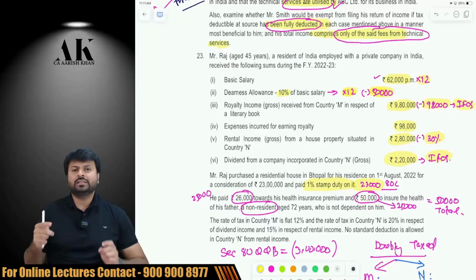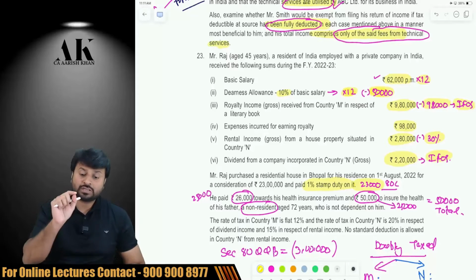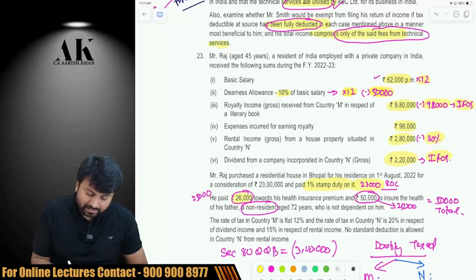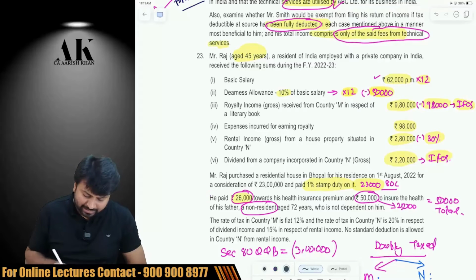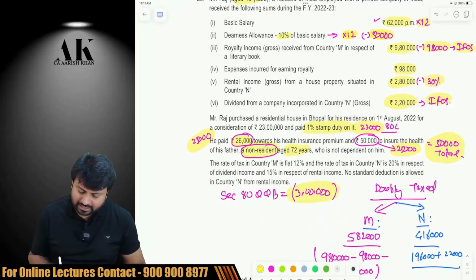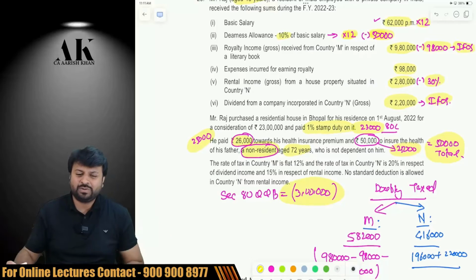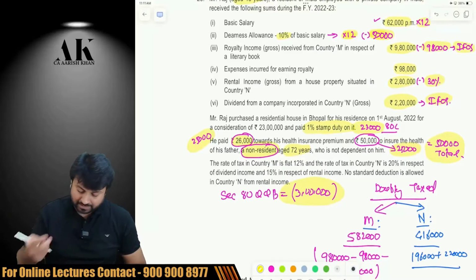80C deduction. Do you know that when you buy a house property and if you pay the stamp duty, then that stamp duty is also allowed as deduction under 80C. Next, you are 45 years old and therefore you will get mediclaim premium deduction of 25,000 rupees. Next, your father is 72 years, but unfortunately he is non-resident. Therefore, you will get only 25,000 rupees. Therefore, 25 plus 25, you will get only 50,000 rupees, not 75,000. Then you will compare with the income after GTI. You will take 3 lakh rupees 80QQB, and it's a very normal sum. You don't have to pay much attention to this particular question.